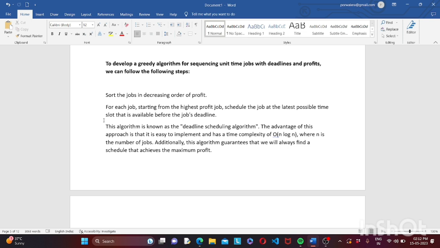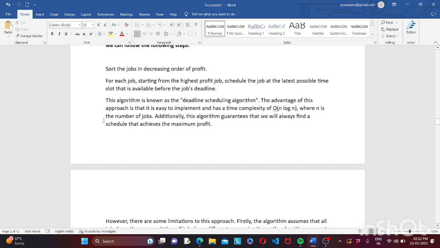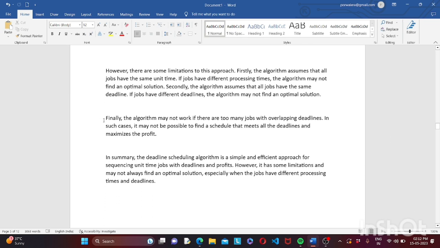The advantage of this approach is that it is easy to implement and has a time complexity of O(n log n), where n is the number of jobs. Additionally, this algorithm guarantees that we will always find a schedule that achieves the maximum profit. However, there are some limitations to this approach. Firstly, the algorithm assumes that all the jobs have the same unit time. If jobs have different processing times, the algorithm may not find an optimal solution.